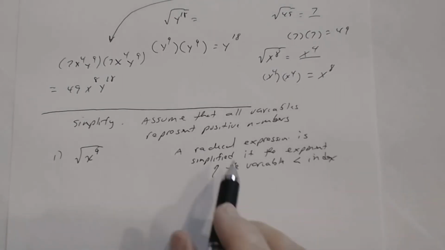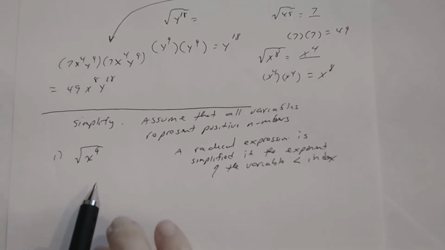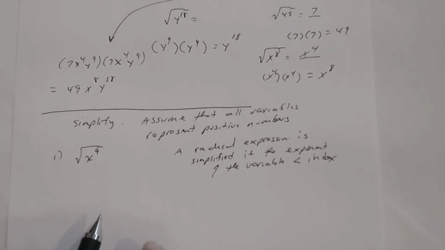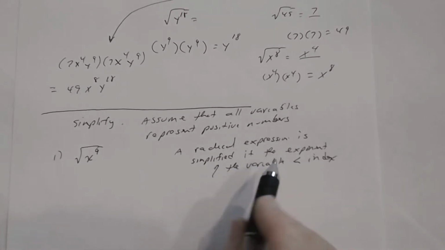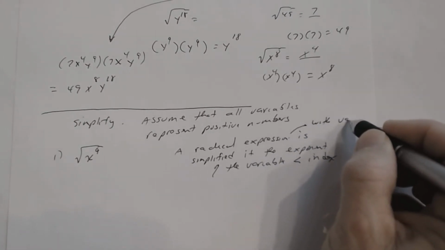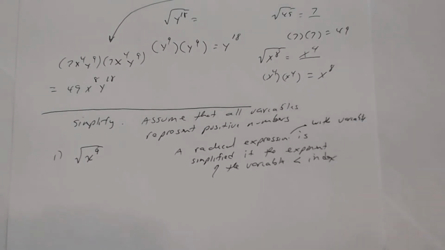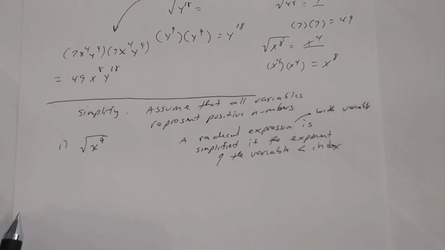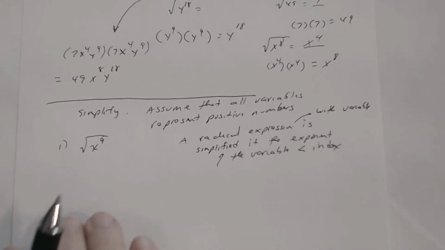Now, when I say radical expression, I'm only talking about a radical expression in the variables. Just looking at the variables, okay? So a radical expression with variables is simplified if the exponent of the variable is less than the index. So is 9 less than 2? The answer is no. So I can simplify this further. Now here's how you want to simplify it. The best way to simplify is this.